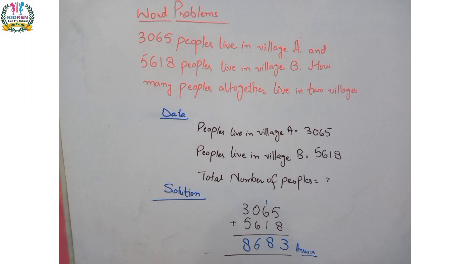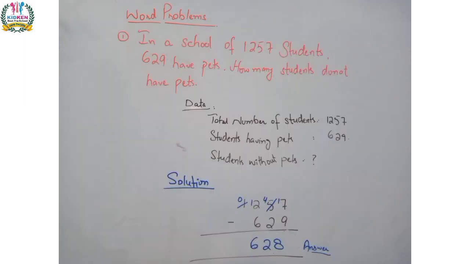So our first value is 3065 and the second value is 5618. So you can add these values: 5 and 8 is 13, 3 in the answer box and 1 as a carry. So 6 and 1 is 7 and 1 is 8, and 0 and 6 is 6, and 5 and 3 is 8. So the total number of pupils living in the villages is 8683.